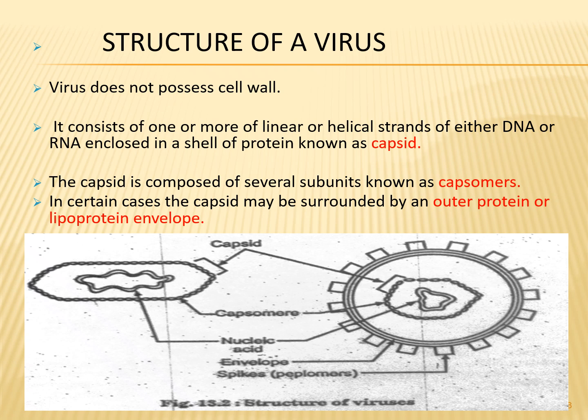So, the structure of a virus. A virus does not possess a cell wall. It consists of one or more linear or helical strands of either DNA or RNA enclosed in a shell of protein known as the capsid. The capsid is composed of several subunits known as capsomers. In certain cases, the capsid may be surrounded by an outer protein or lipoprotein envelope. Look at the schematic representation of the structure of a virus. Here you can see the capsid, capsomers, nucleic acids, and spikes, that is peplomers.